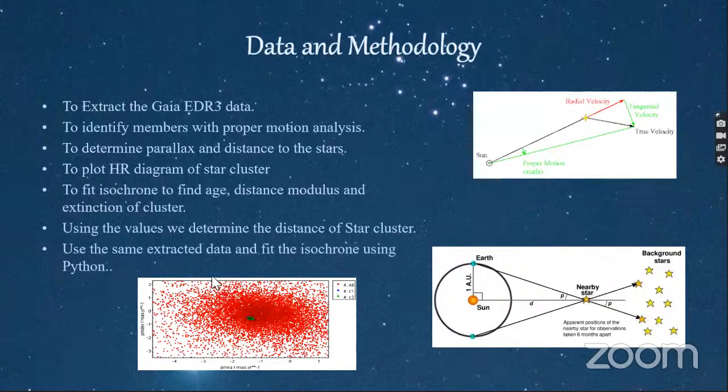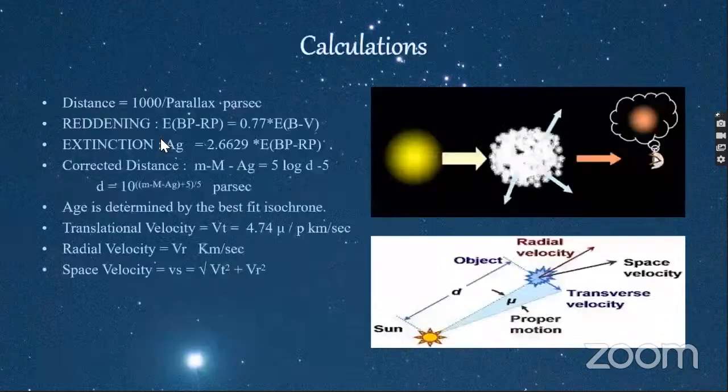Then, using the values of distance modulus and reddening, we find the corrected distance of the star cluster, and I did the same with Python. These are the calculations and formulas I used. To estimate the distance, I used the formula: distance is 1000 divided by parallax. For reddening and extinction, I used a conversion factor because we're using Gaia bands.